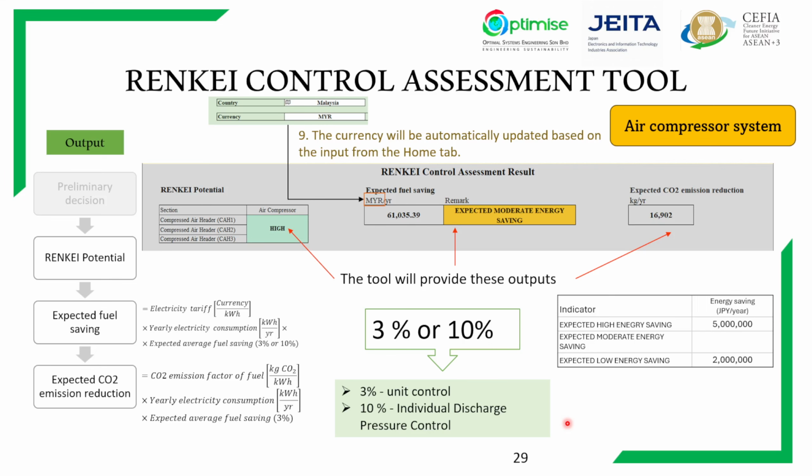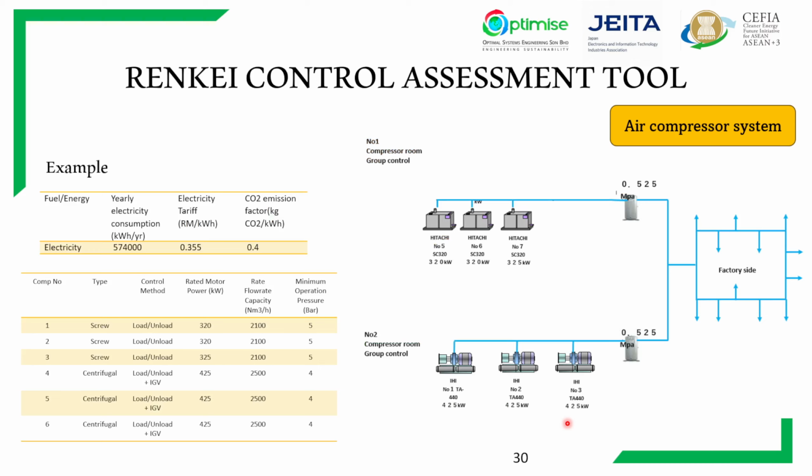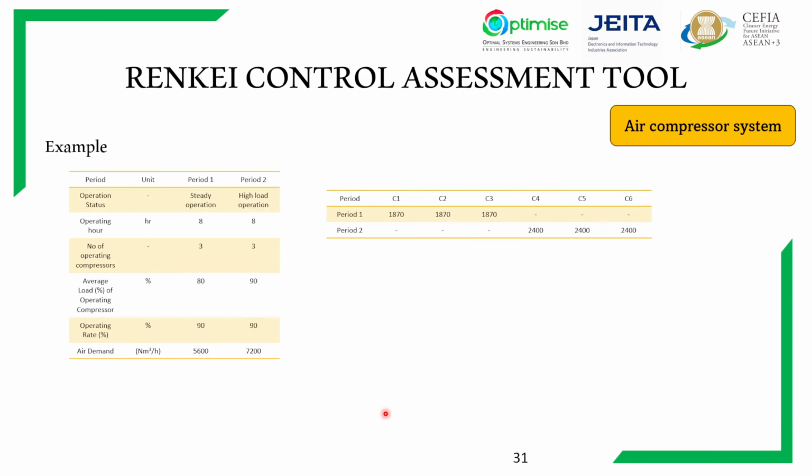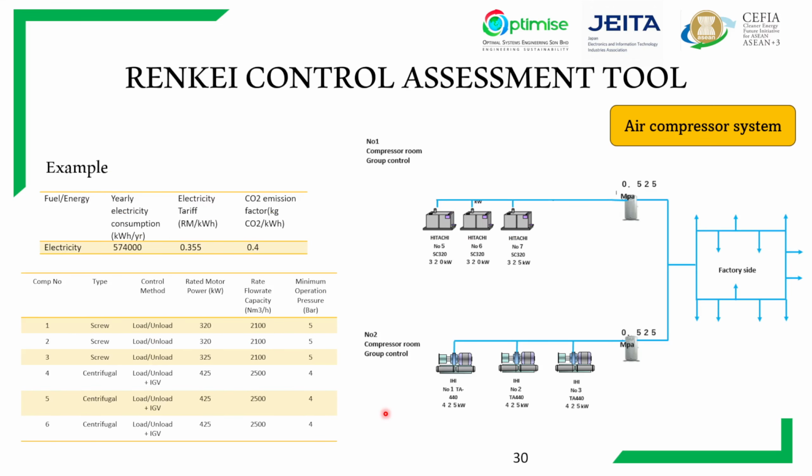Let us try a simple example. We have here 6 compressors with electricity consumption, their type, their control method, control type, their rated motor, rated capacity, and the minimum pressure. This is just a simple example together with the operation part. Let us key this into our RENKEI assessment tool.